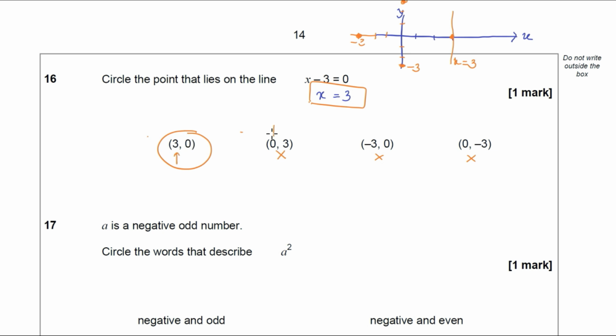While here, x is equal to 0, and here x is equal to minus 3, so it is not. X is equal to 0, so it is not. This is the only one with x equal to 3, so this must be the answer. In that way, solving this problem is much quicker.